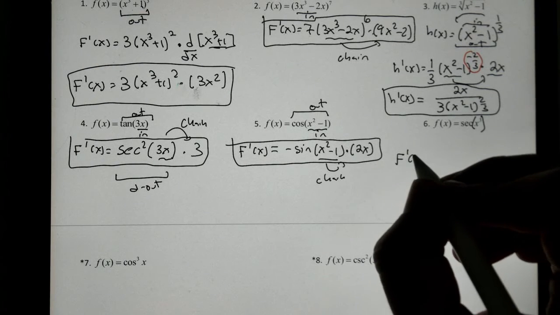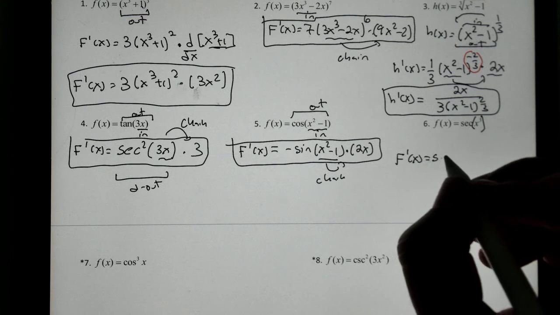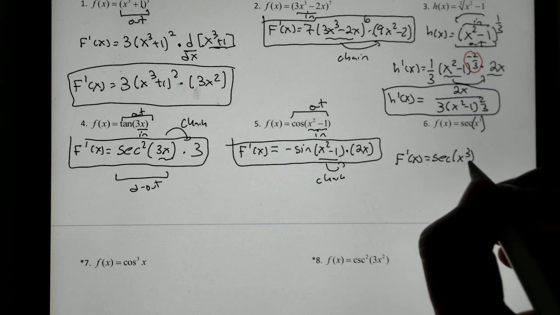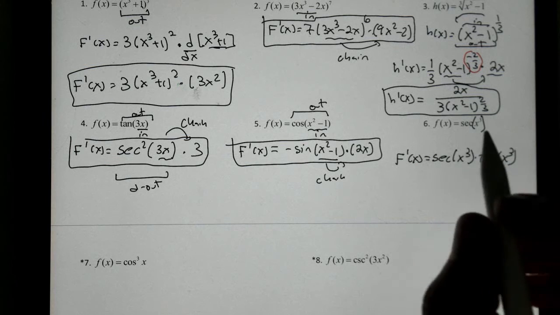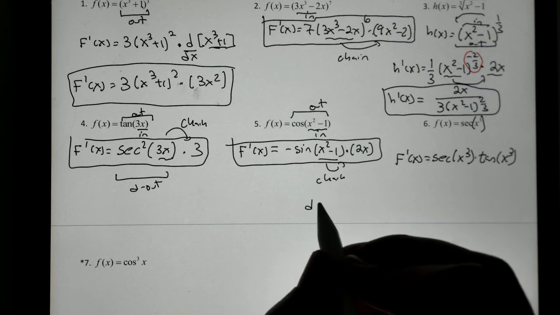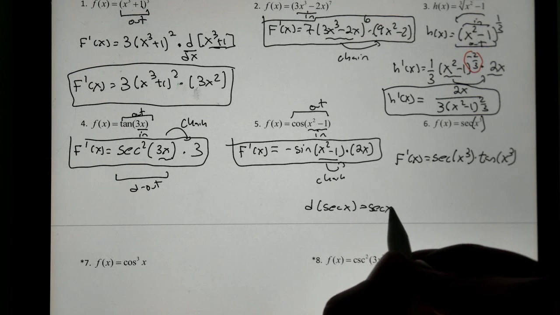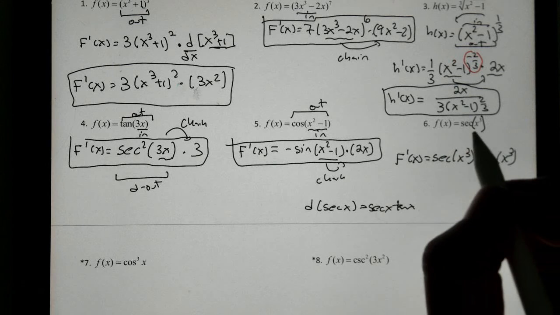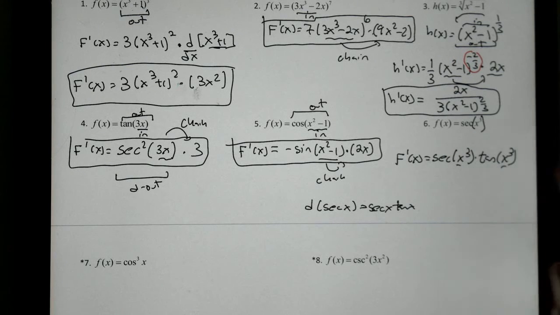Now, when we take the derivative, well, what's the derivative of secant? Well, that is the secant of x cubed times the tangent of x cubed. Remember, the derivative of secant, if you forgot, is secant x tangent of x. Now, be careful, our x here is x cubed, so we got to make sure we put the x cubed back in, okay? Be careful with that.